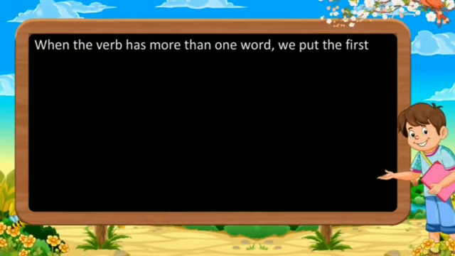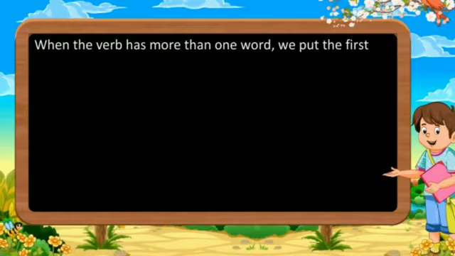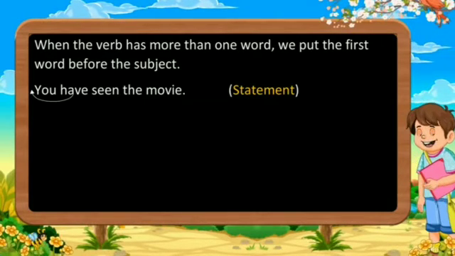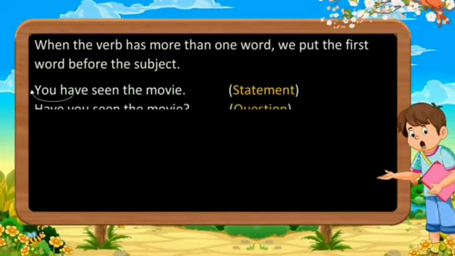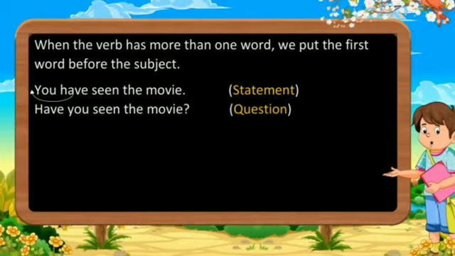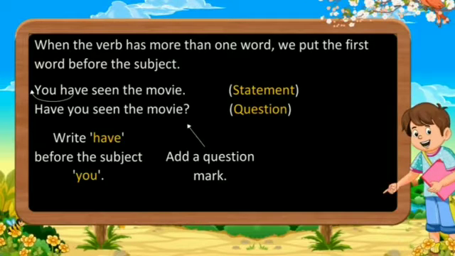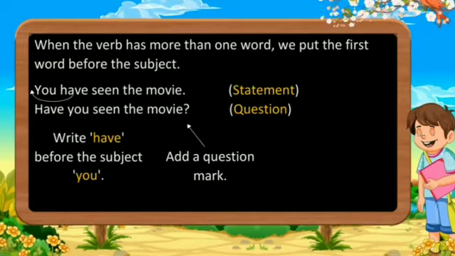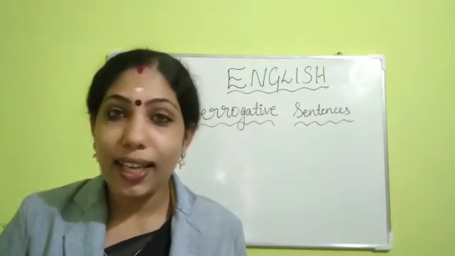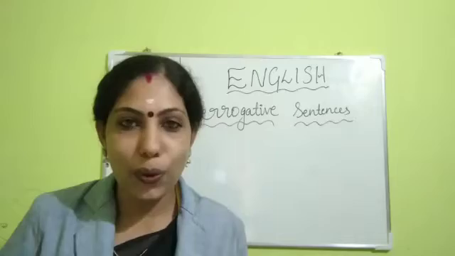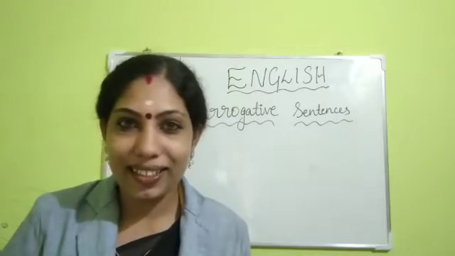When the verb has more than one word, we put the first word before the subject. You have seen the movie. That is a statement. Have you seen the movie? That is a question. Write have before the subject you and add a question mark. Children, there are some rules which we should follow while changing a statement into a question. Let's see what they are.